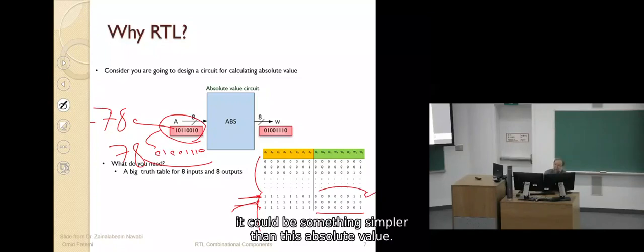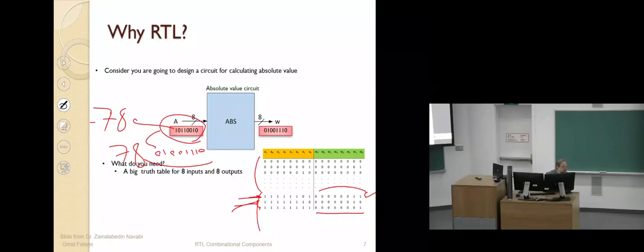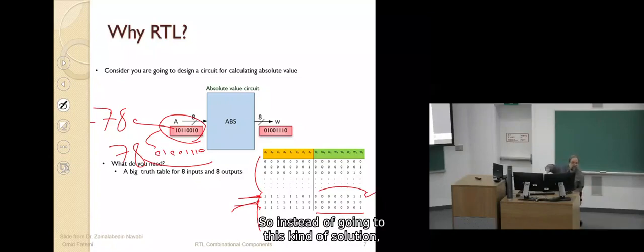Absolute value. Could it be something simpler than this? What do you do for finding the absolute value? See if there's a 1 at the end. And if there is, just take the 2's complement. Perfect. And if it is not? Then just pass the input to the output. Perfect.